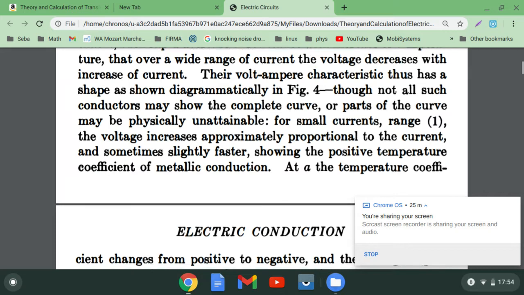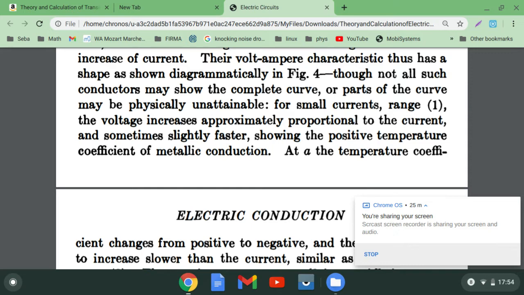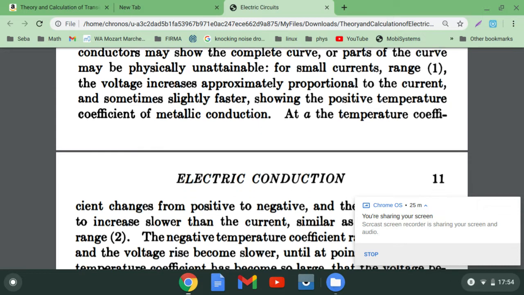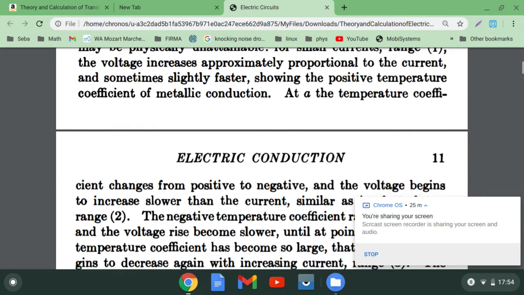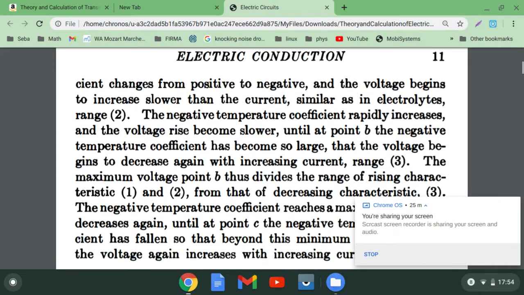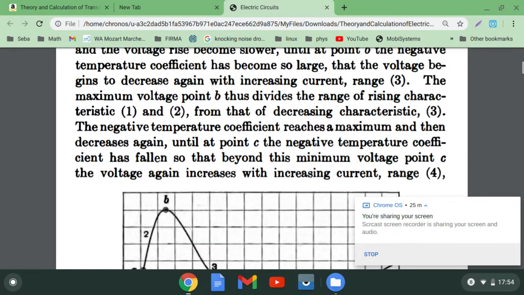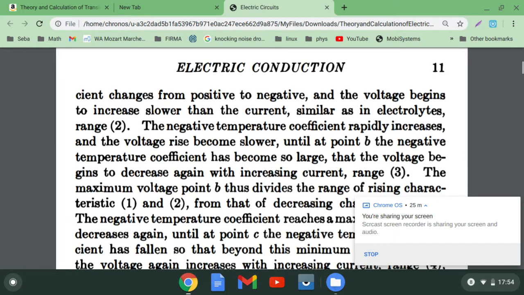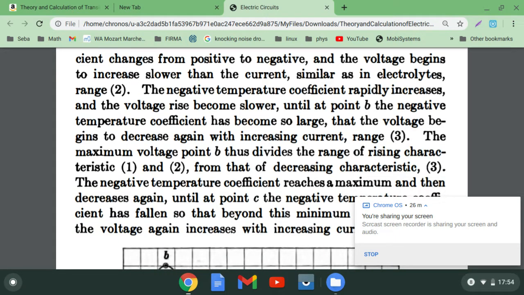Though not all such conductors may show the complete curve, or parts of the curve may be physically unattainable. Range 1, a small current range: the voltage increase is approximately proportional to the current and sometimes slightly faster, showing the positive temperature coefficient of metallic conduction. At A, the temperature coefficient changes from positive to negative and the voltage begins to increase slower than the current, similar to the electrolyte range. The negative temperature coefficient rapidly increases and the voltage rise becomes slower until a point B.